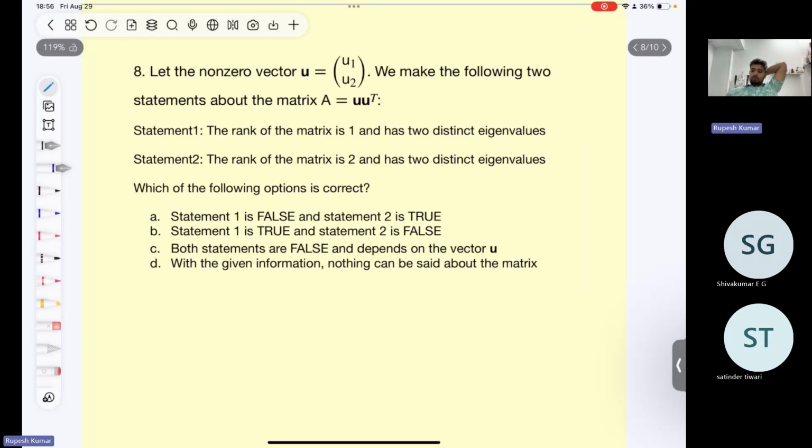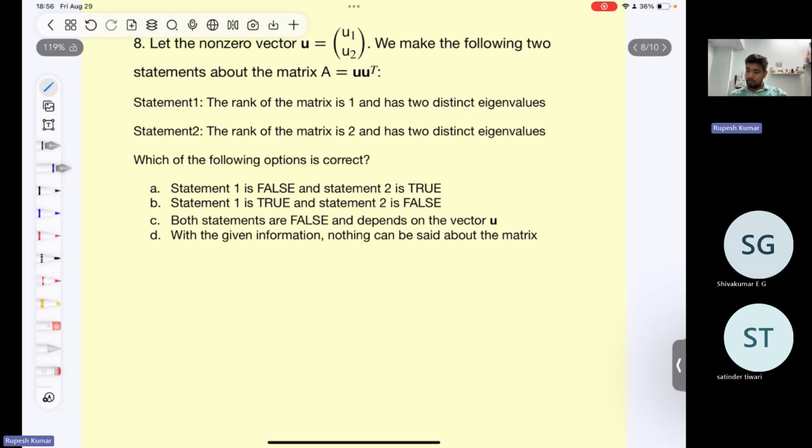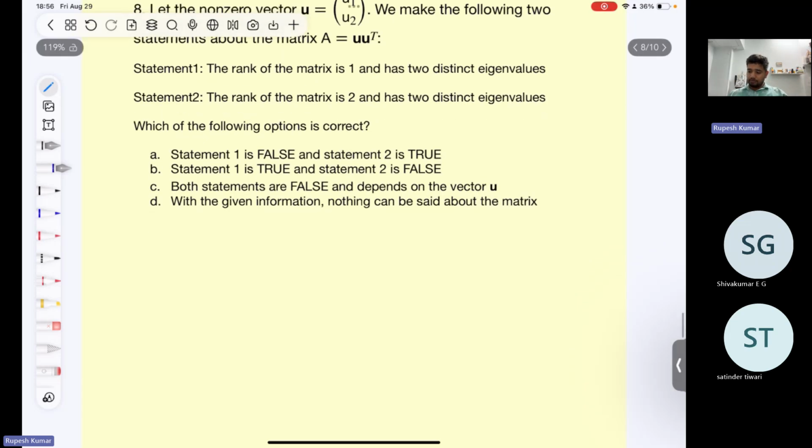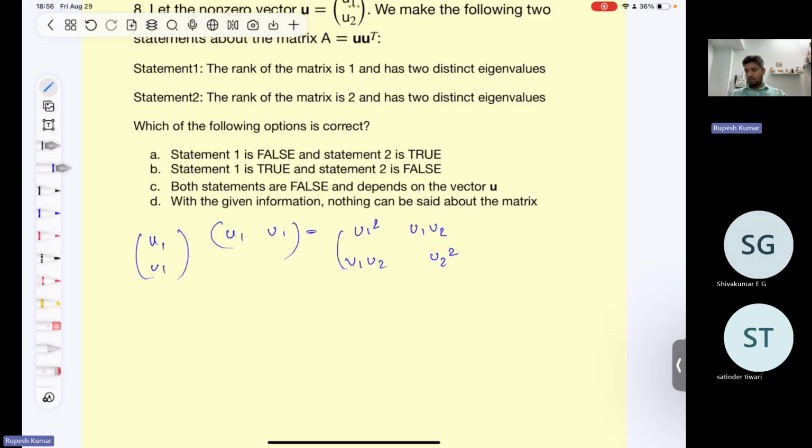Let the non-zero vector u equal u1 comma u2. So we have a two-dimensional vector u with components u1 and u2. We make the following statements about the matrix A equals u u transpose. See how this matrix looks. So u u transpose is u1 squared, u1 u2, u1 u2, u2 squared, right? This is the matrix u u transpose. Fine.